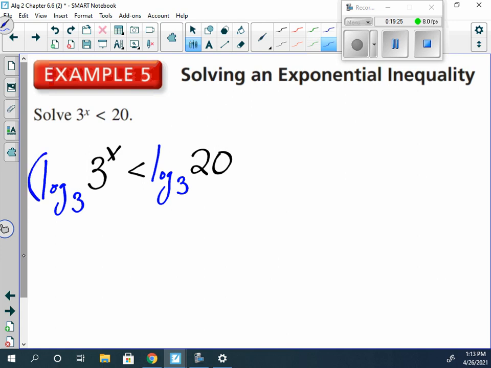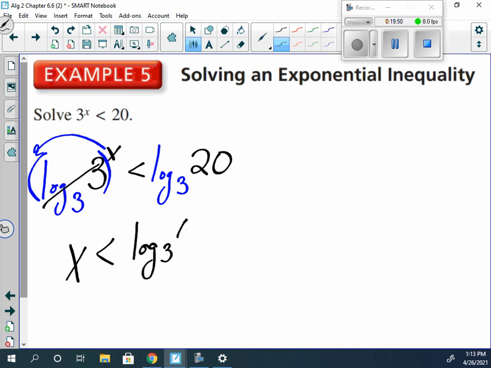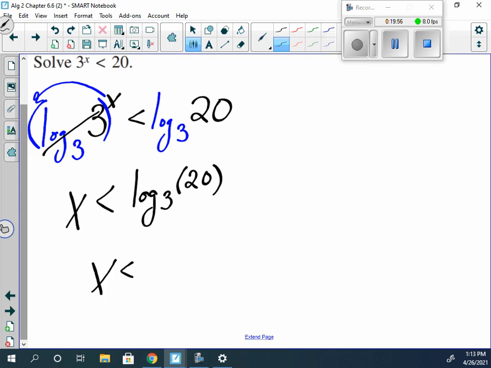Whenever the base and what's inside the logarithm are the same, log base 3 of 3 simplifies to 1. And really the exponent gets moved out front, and we really just have x by itself because this simplifies away. On the other side, we're left with log base 3 of 20. At this point, we just need to evaluate log base 3 of 20.